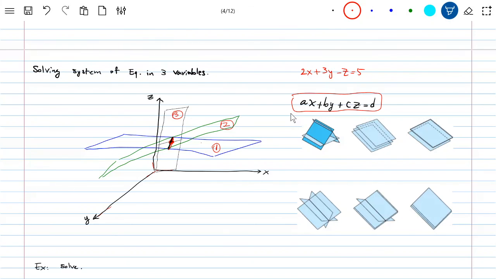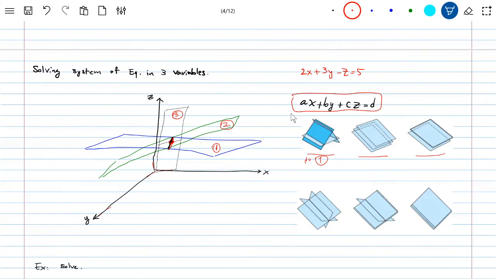So here are some cases that you have. If you have 3 pieces of paper, for example, in this first case, do they have any common point? Not really. Each two papers will intersect at a line, but those lines do not intersect. So there is no common point. You would have no solution for this case because there is no intersection of all three.